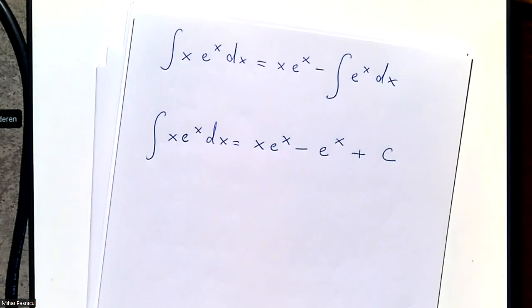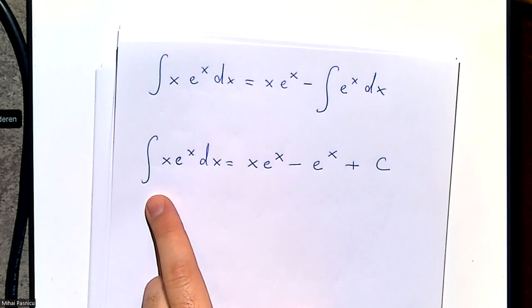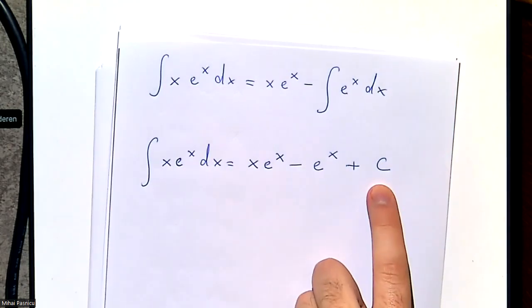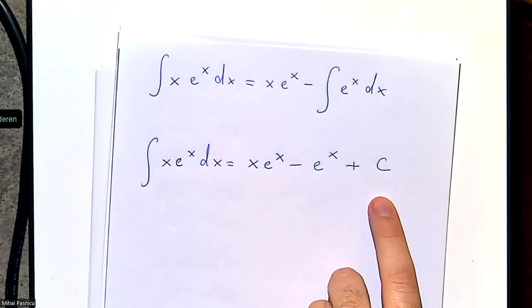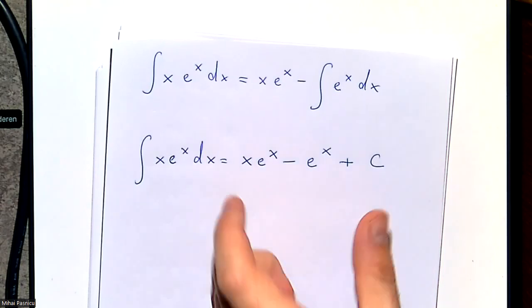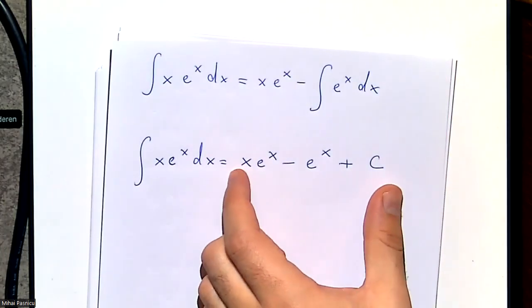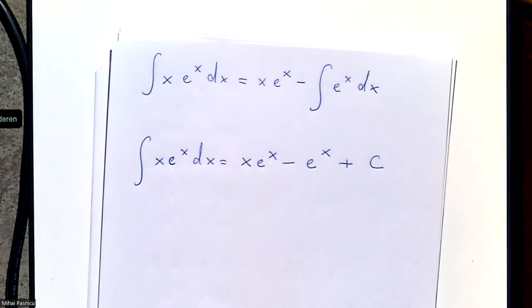The constant: whenever you're writing an indefinite integral, it has to have a constant at the end. When it's indefinite, it has to have a constant for the answer to be complete. It is the x part plus the constant. Why? Because when you take a derivative of the right side, the constant just disappears.